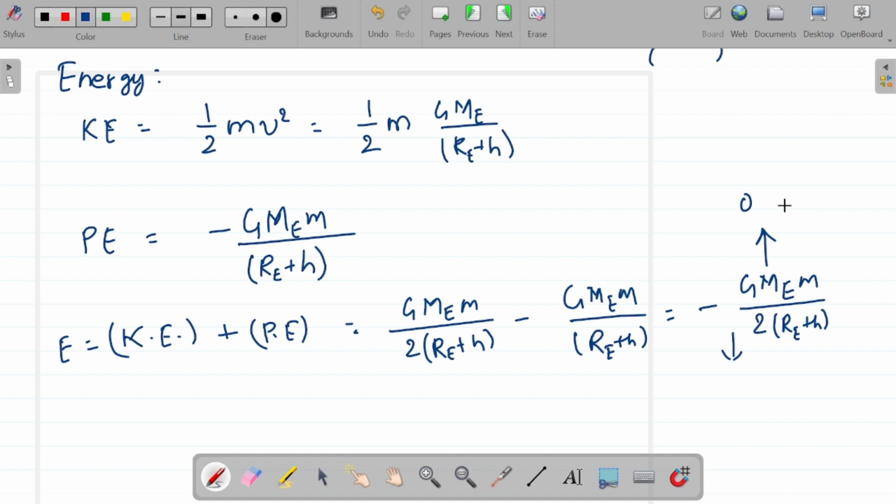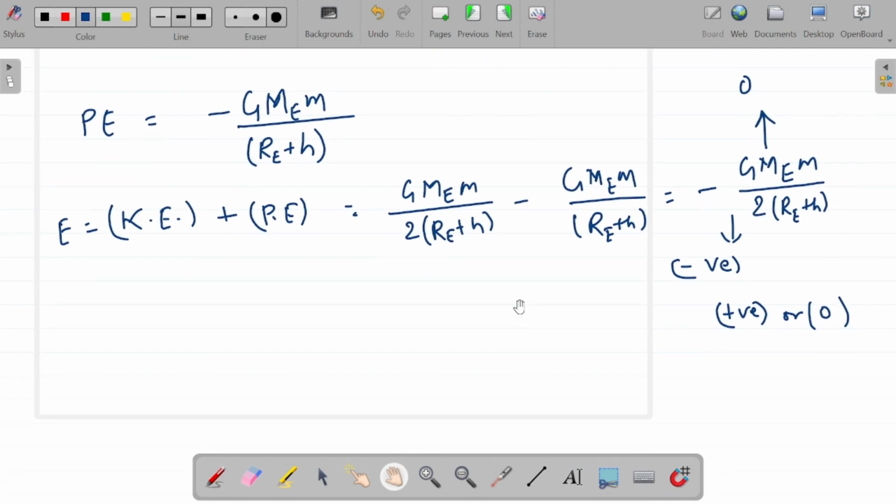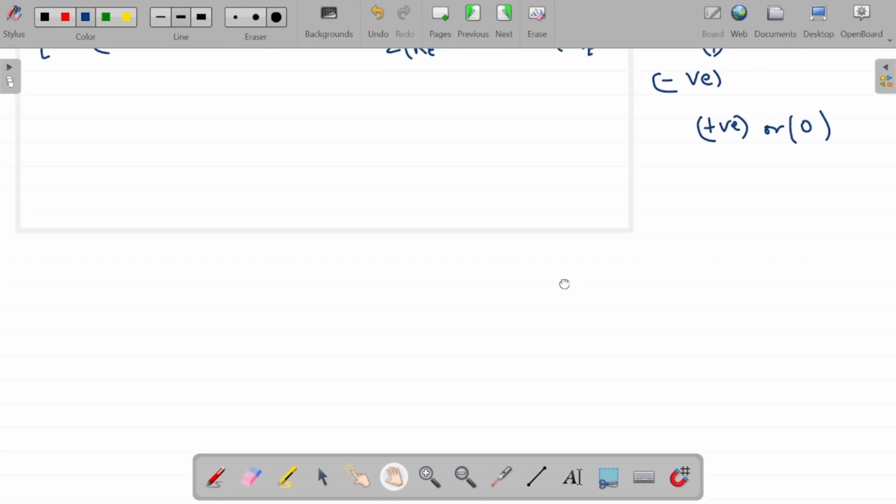So if the total energy is negative, then the satellite will keep revolving around the Earth. It will be a kind of bound thing. And if this energy is positive or zero, or you can say non-negative, then this satellite will be free to leave the Earth's gravitational field. And this is what happens when we send space probes.